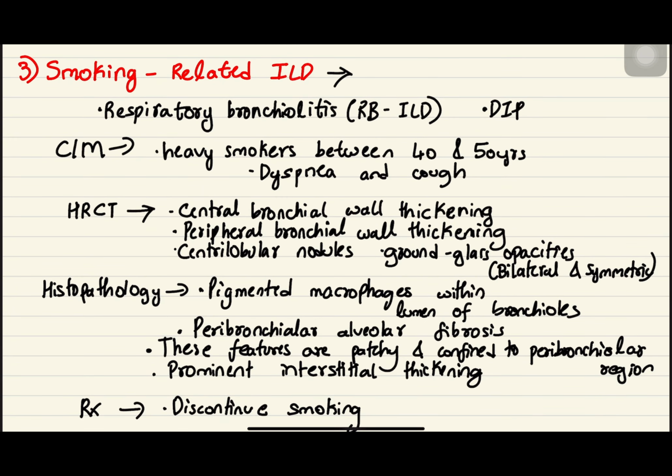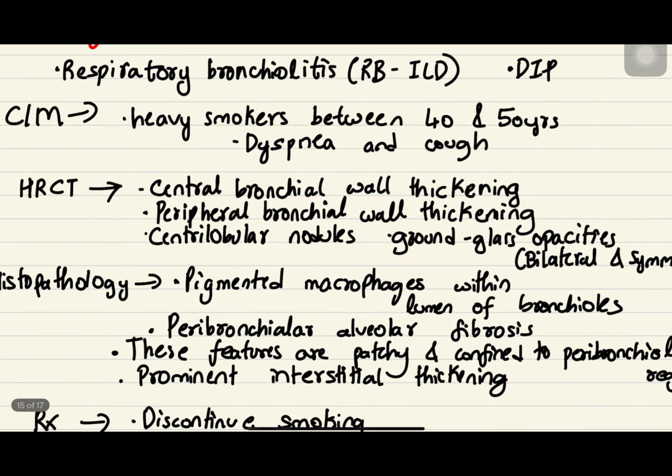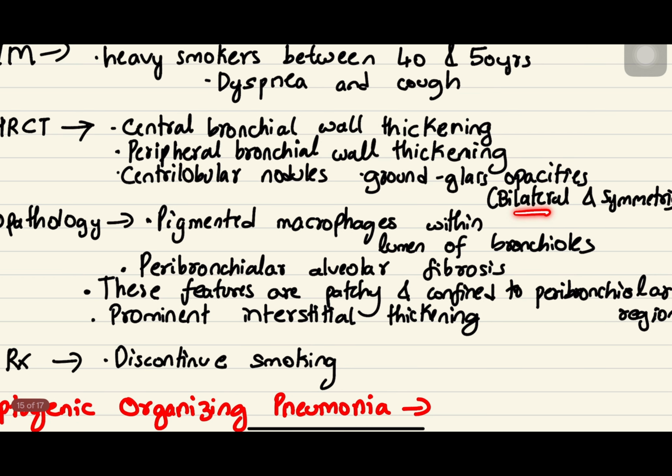Next is smoking related interstitial lung disease. You have to think about respiratory bronchiolitis and desquamative interstitial pneumonia. They affect heavy smokers between 40 and 50 years with dyspnea and cough. What does HRCT show? It shows central bronchial wall thickening and peripheral bronchial wall thickening. It also shows centrilobular nodules and ground glass opacities which are bilateral and symmetric.